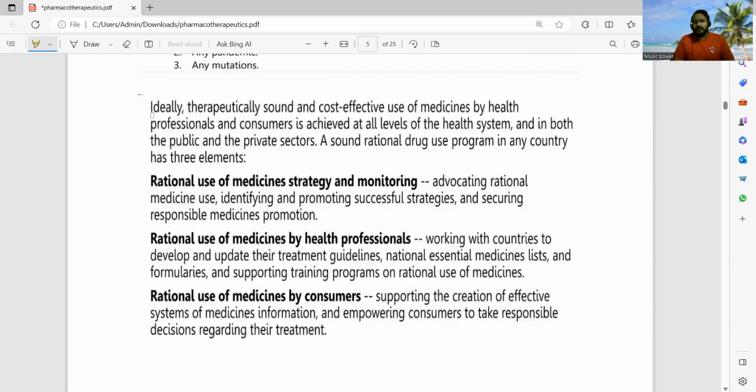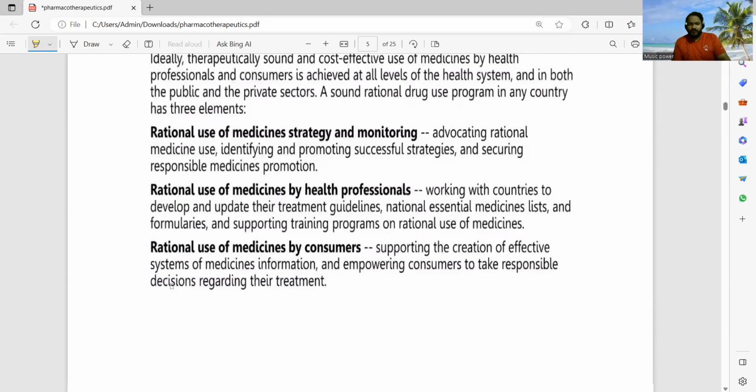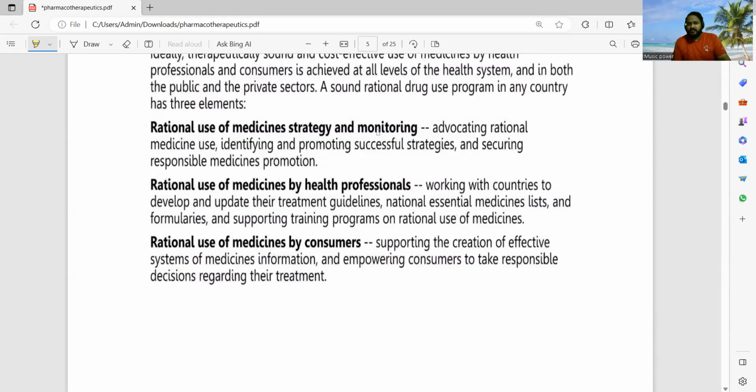Ideally, therapeutically sound and cost-effective use of medicine by health professionals and consumers is achieved at all levels of the health system. It is very important, and in both public and private sectors. A sound rational use of medicine program in any country has three elements which are very important. First, rational use of medicines strategy and monitoring: advocating the rational use of medicine, identifying and promoting the successful strategies, and securing the responsible medicine promotions.